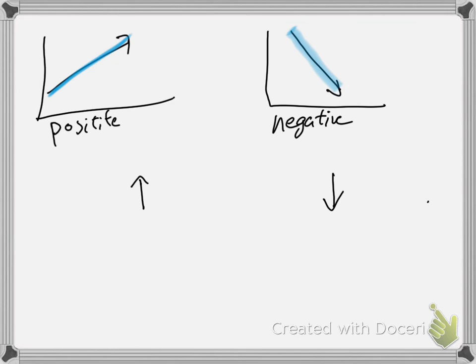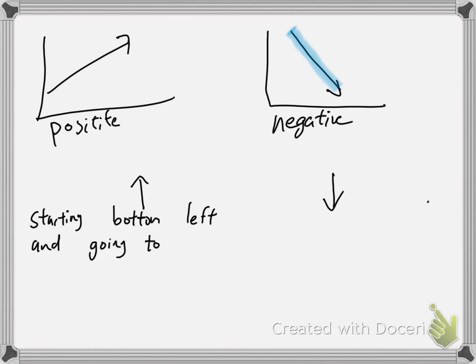So if I want to say positive, I want to start by saying going from starting bottom left and going top right. Right? Positive slope looks like we're starting from bottom left and we're going up and to the right. Or right and to up. Right and then up.